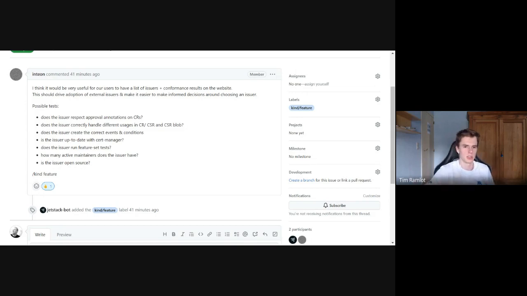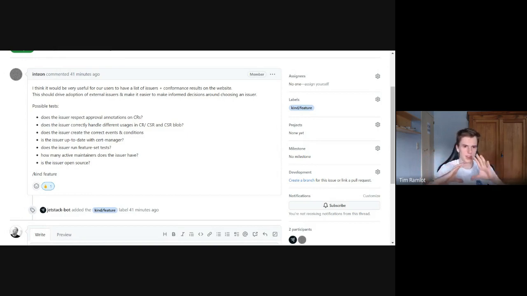Also, is the issuer up to date with the latest cert-manager version? Do we have feature set tests for the issuer? That could also be a conformance test. How many active maintainers does the issuer have? Is this actively maintained? Is this issuer open source? All these kind of things, I think, are very useful for someone looking for an issuer.